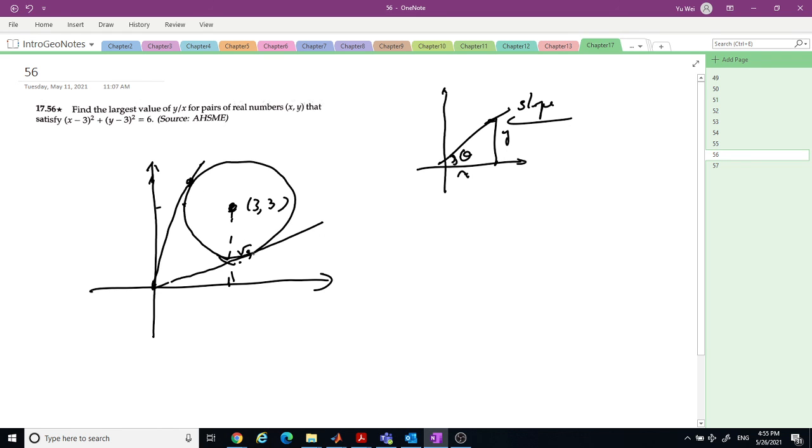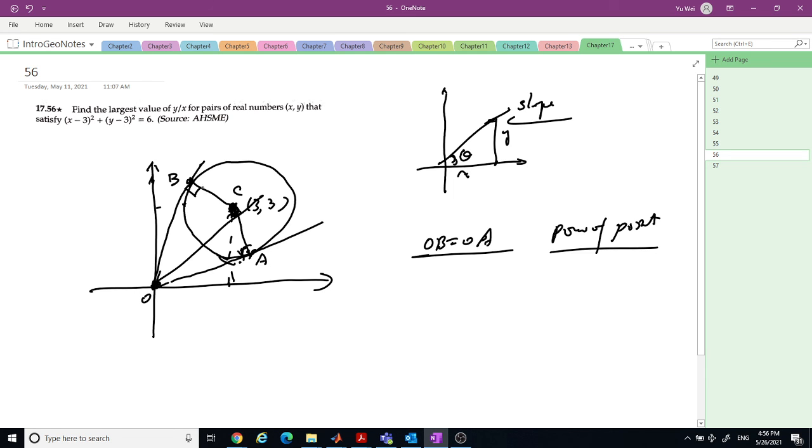So we can see that A and B are the tangent points. When we connect them to the center, it will be 90 degrees. And if we connect to this point, let's say this is C, this is O. So we know that OB will be equal to OA, right? It's the power of the point.